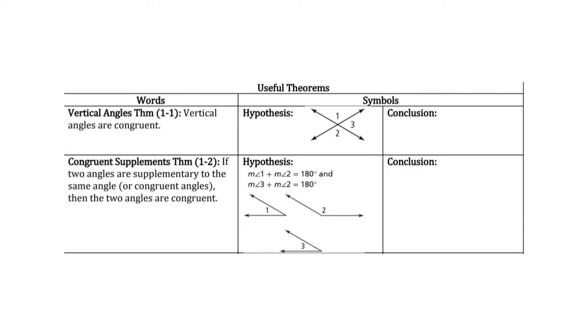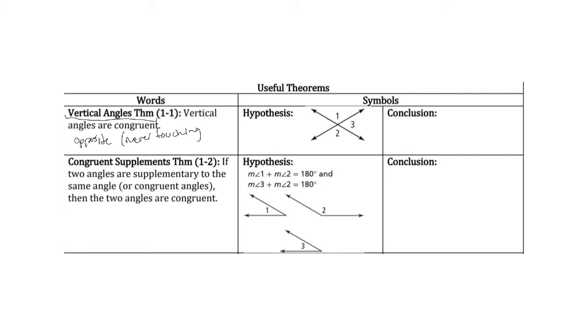All right, now we're going to go over some useful theorems. The first one is called the vertical angles theorem. Okay, this tells us that vertical angles are always congruent, meaning they have the same angle measure. So if we look, hypothesis, which one of these angles are congruent? 1 and 2, 1 and 3, or 3 and 2? Well, vertical angles are opposite or never touching.